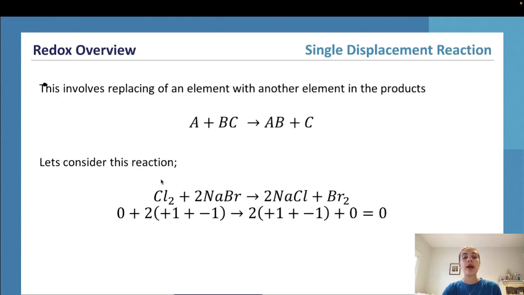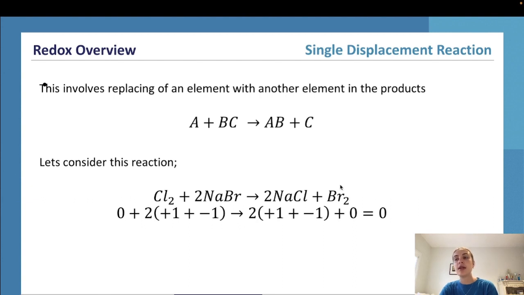So we've got the chlorine going from 0 to -1, so it's gaining 1 electron, and because it's gaining 1 electron, we can say that it is being reduced, and because it's being reduced, we can say that it is the oxidizing agent.